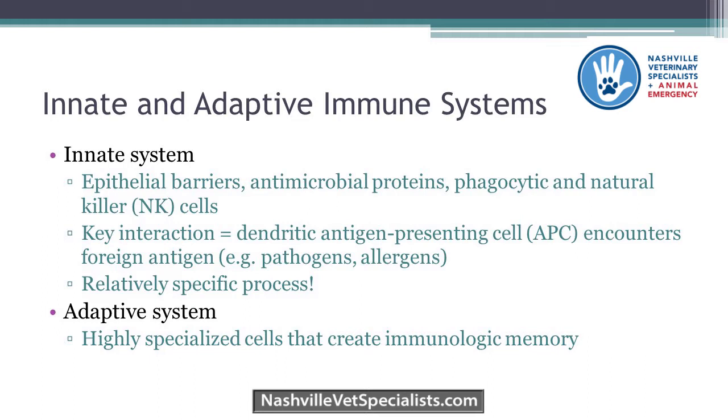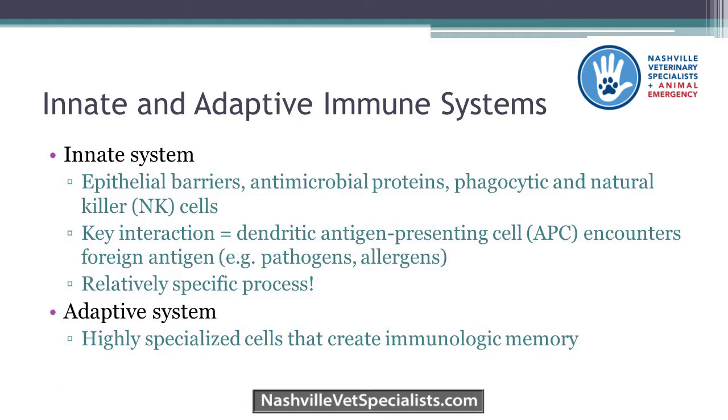And the key interaction for our innate immune system in regards to autoimmunity is going to be the dendritic antigen-presenting cell encountering a foreign antigen. And most of the time in a normal immune system, this is going to be a pathogen, but sometimes an allergen, something like a pollen that's not supposed to cause a reaction, or even an autoantigen will cause problems. And actually, it's a pretty specific process. We used to kind of think, okay, skin blocks things, mucous membranes block things, the respiratory tract blocks things, but actually it's a lot more specific than that.